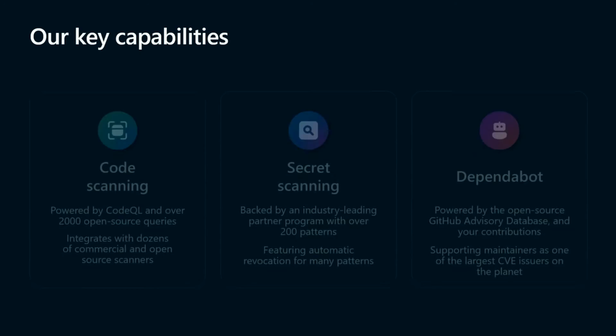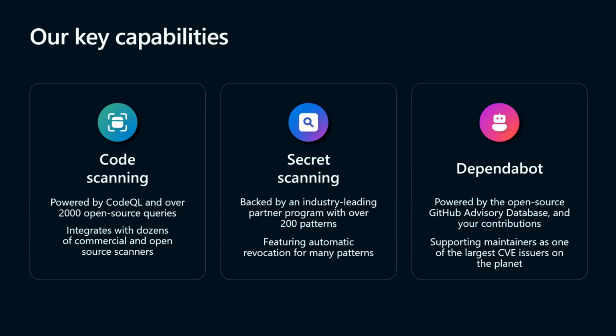So you might be wondering, what are some of the key capabilities? And I think there are 3 pillars that are really important to talk about. The first one is code scanning. And this is fundamentally about finding vulnerabilities in the code that you wrote. So that's where you're going to find your classic SQL injection or buffer overrun kinds of issues. Code scanning is powered by an engine that we have called CodeQL, and more than 2,000 open source queries that go and find bad behaviors in your code.